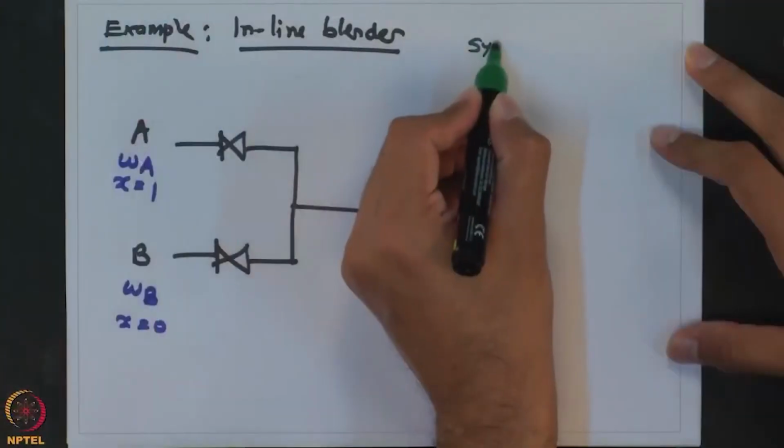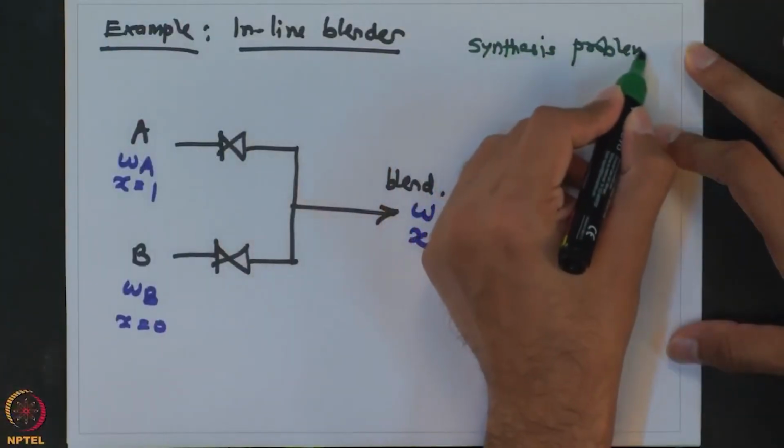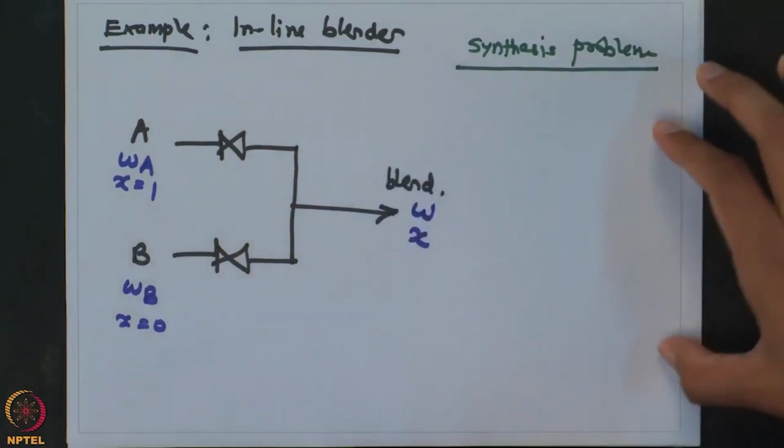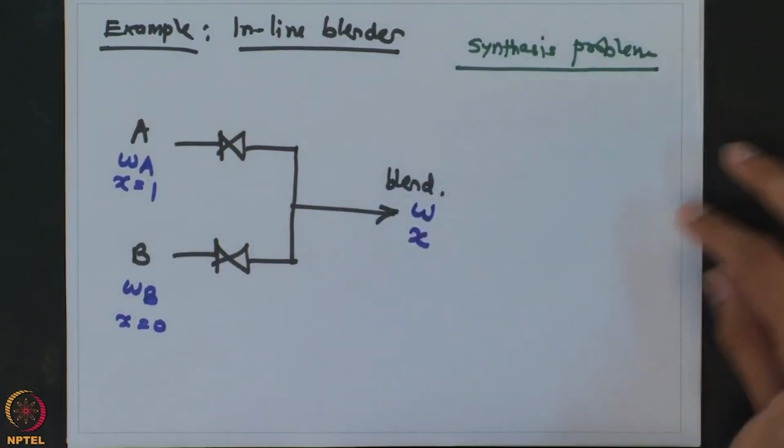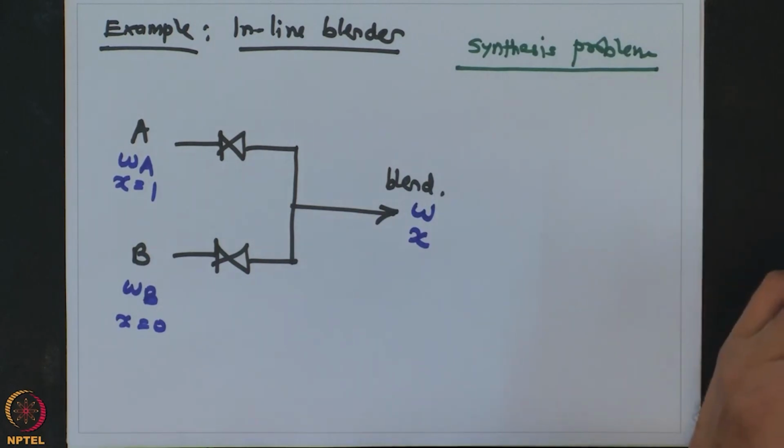So let us now try to solve the synthesis problem. What are the different questions which we have to ask? The first question to ask is: what is or what are the control variables?